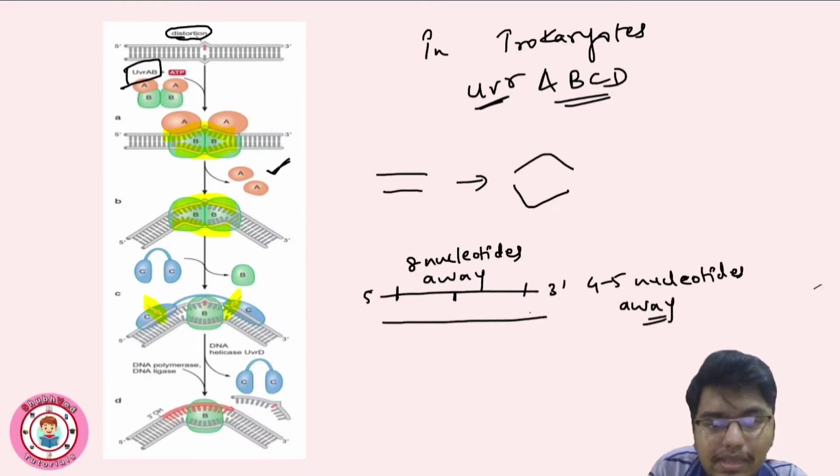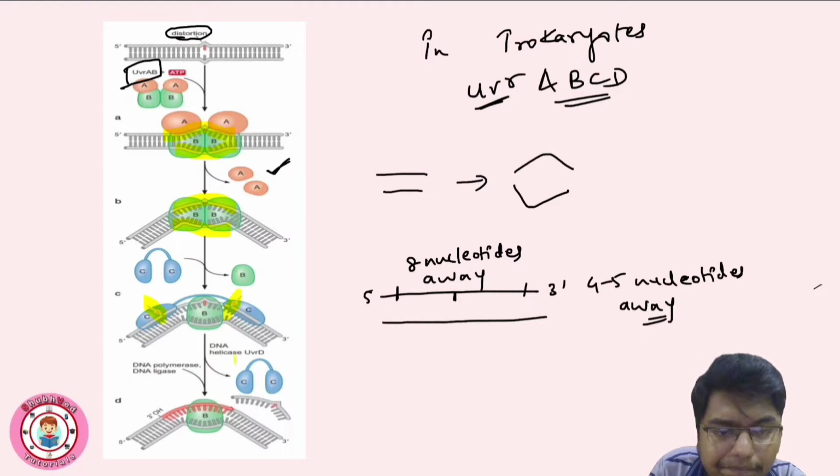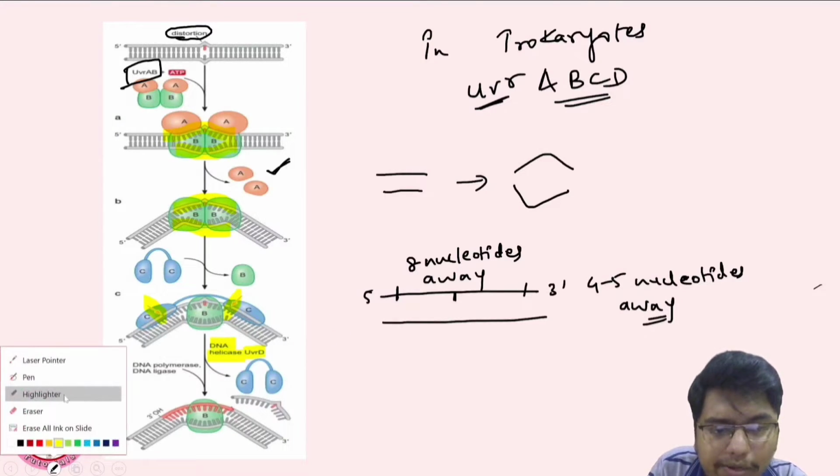Now the cut has been made, but the DNA is still attached to each other. So the next enzyme will come, UVRD. UVRD is a helicase. It will take the strand out, or remove the strand.